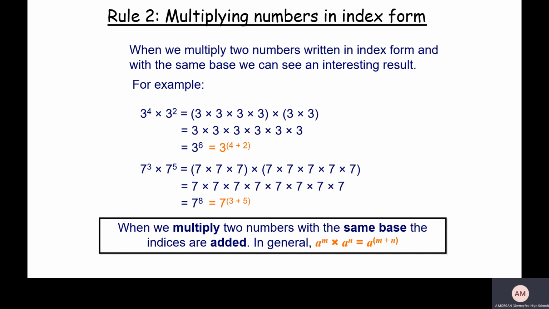So what do you notice? Hopefully what you notice is, because you had 3 to the power 4 and 3 to the power 2, 4 and 2 makes 6. Obviously it's going to be 3 to the power 6. 7 cubed, that's 3 7s. 7 to the 5 is 5. It's going to be 8 7s, obviously, because 3 plus 5 is 8. And that's what we can do. We can add the powers to get our answer quicker than writing it all out.